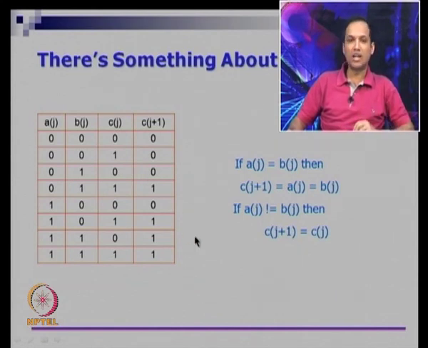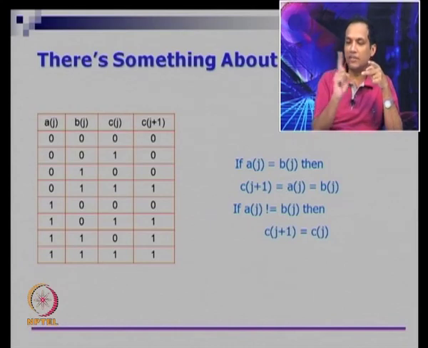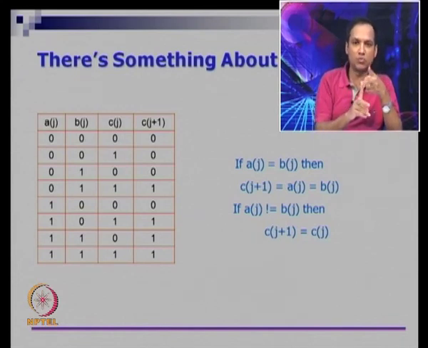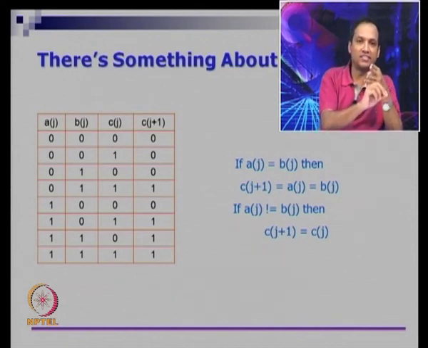The way to think about that is, if I am going to add 0 and 0 in the current location, so a of j is equal to b of j, then even if there is an incoming carry 1, it is not going to generate an outgoing carry. Similarly, if a of j is 1 and b of j is 1, if both of them are 1s, no matter what the incoming carry is, there will be an outgoing carry.